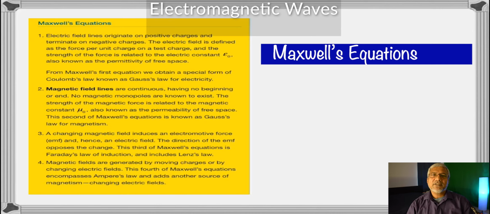And finally, to get the fourth equation, we look at what's called Ampere's law. I hope you remember Ampere's law. Ampere's law talks about the integral of B dl equal to mu naught times I. Just for you, without the calculus, here it is: magnetic fields are produced by moving charges or by changing electric fields.